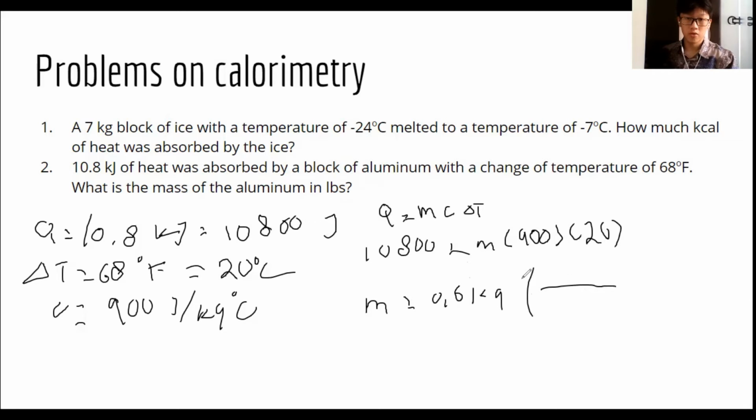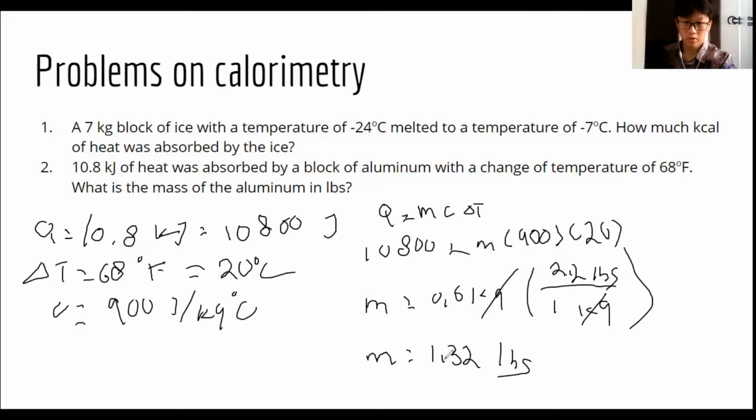So 1 kilogram is equivalent with 2.2 pounds. So we put 1 kilogram here and 2.2 pounds here. That way, kilograms and kilograms can cancel out each other. So we will be getting 1.32 pounds of aluminum. So that's pretty much it for calorimetry. It's pretty simple. So I hope this was clear. Let's move on.